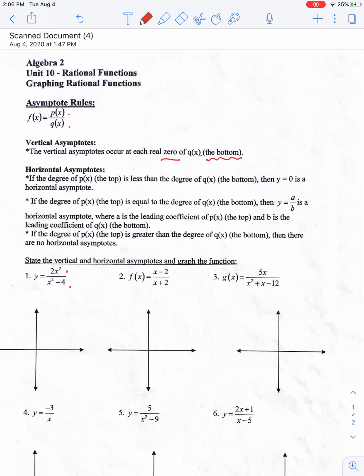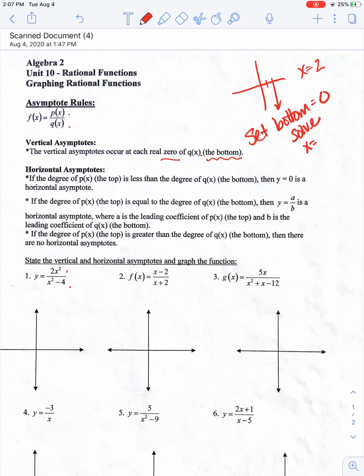The vertical asymptotes occur at each real 0 of Q of x, which is the bottom. Now, zeros are the same thing as solutions. So to find vertical asymptotes, you're going to set the bottom equal to 0 and solve it. And those x equals solutions, now you've got to remember from Math 1, like if I give you x equals 2, then that is a vertical line at 2.